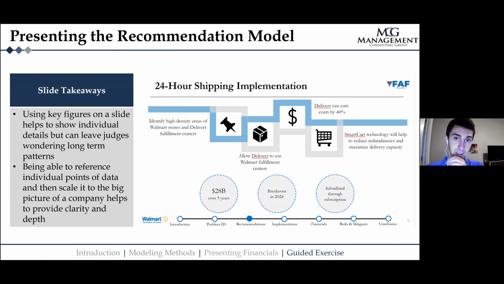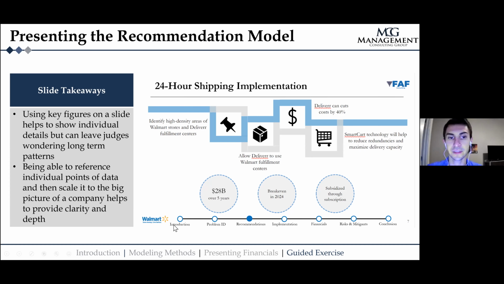Next, presenting the recommendation model. So this is just one of the slides we had for the 24-hour shipping. The reason we put it on here was more to show you guys, down here, we had 28 billion over 5 years. That's how much it's going to cost. Break-even point was in 2024. How's it subsidized? Through subscription.